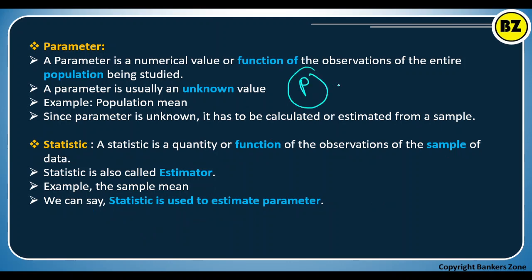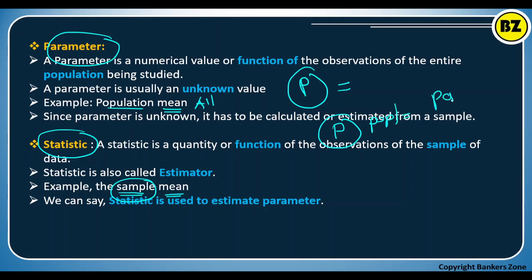In simple words, when you calculate anything, suppose you have calculated the mean of all the data, it is referred to as the population mean, and it is nothing but the parameter. If you calculate anything about the sample, for example the mean or average of the sample, it will be referred to as the statistics. Remember, the things associated with the population or all data are referred to as the parameter.